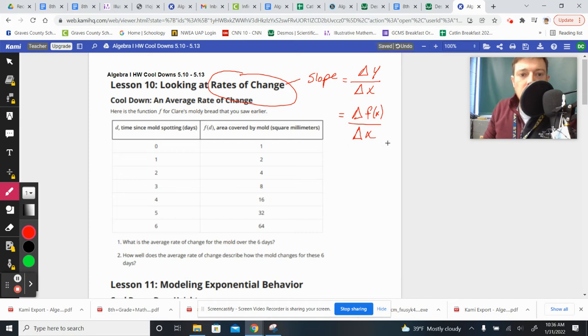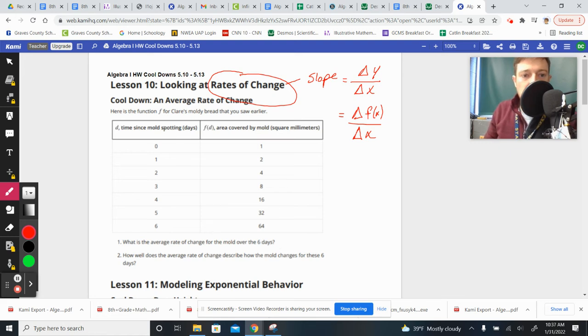Same idea. So in this case, not f of x, it's f of d, but f of d are all the numbers on the right. These are all your y's, and these are all the numbers on your left. These are like your x's in the slope, independent, dependent variable. And we're going to find the average rate of change for the whole 6 days.